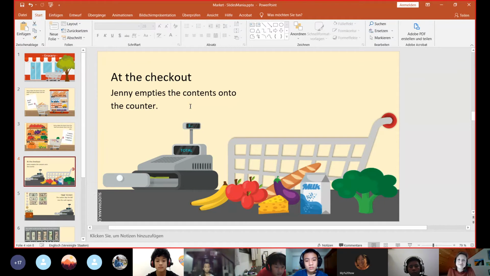Jenny emptied the content onto the counter. Very good. So we can see here the cart is already empty. So Jenny has already emptied the contents, the groceries, onto the counter. Okay, so this here is the table or the counter where we put everything. Very good. Okay, so she emptied all the contents onto the counter.